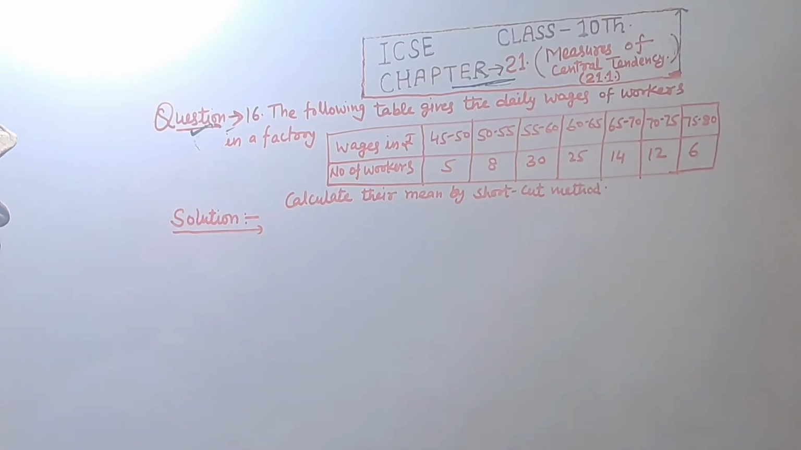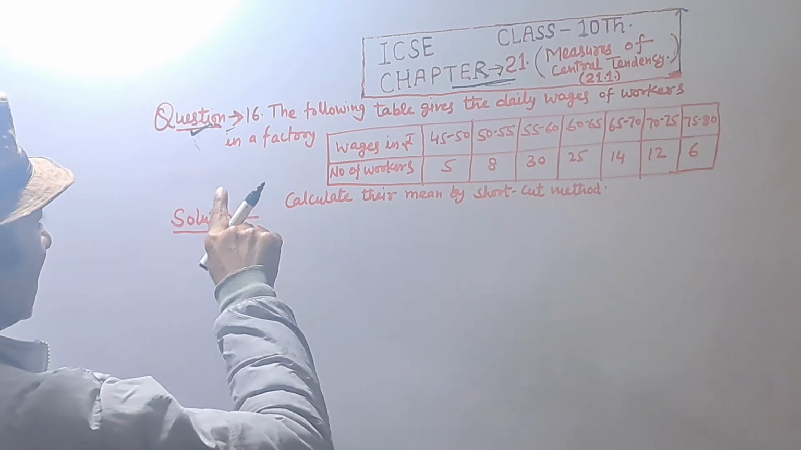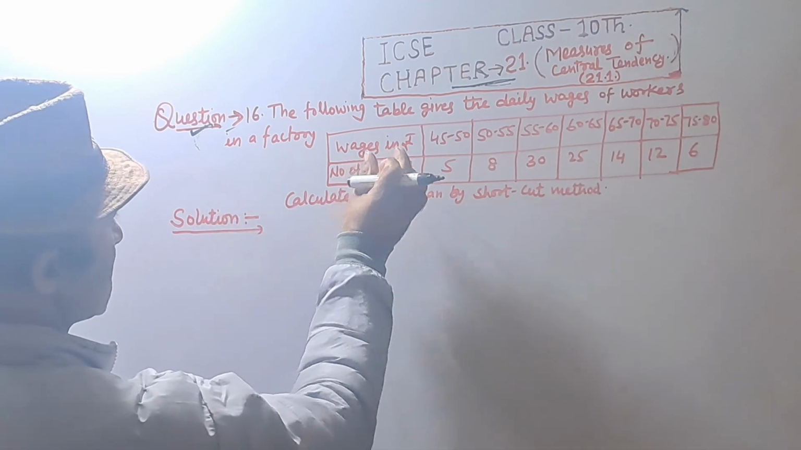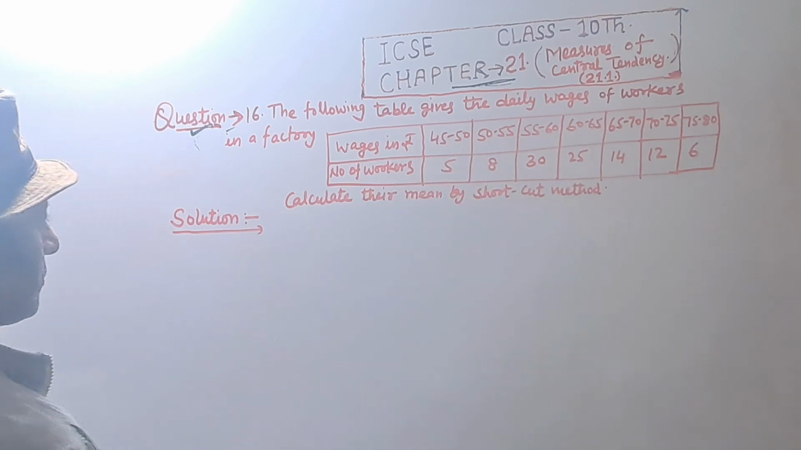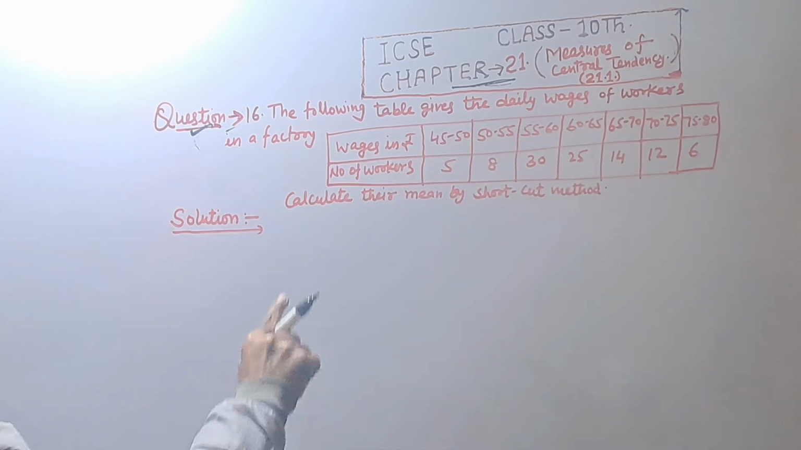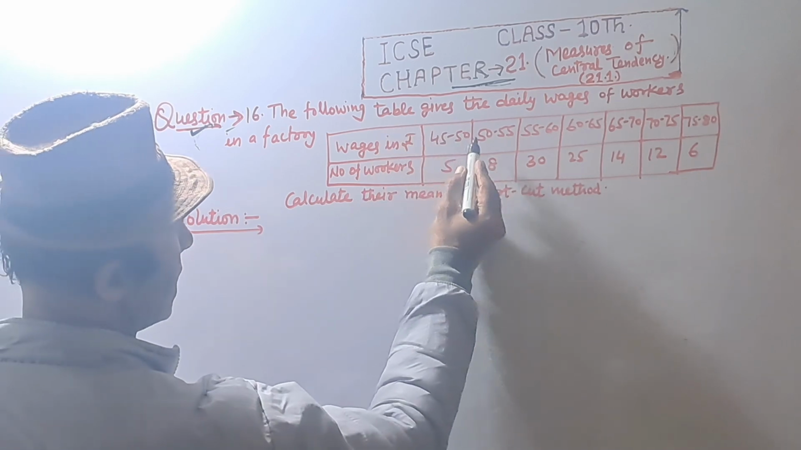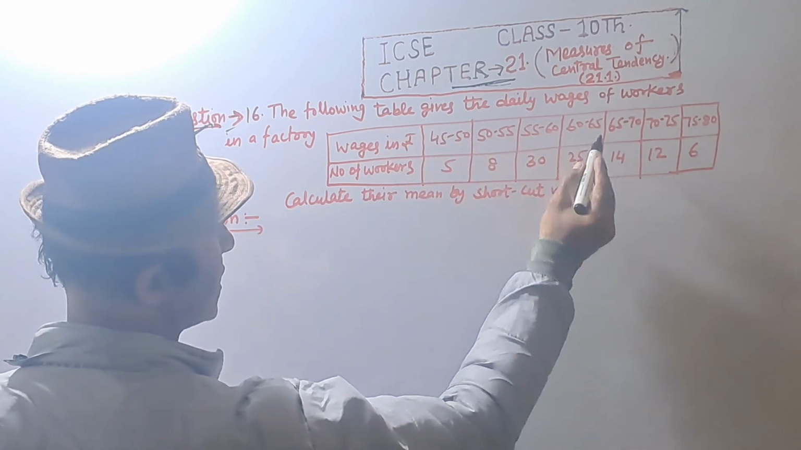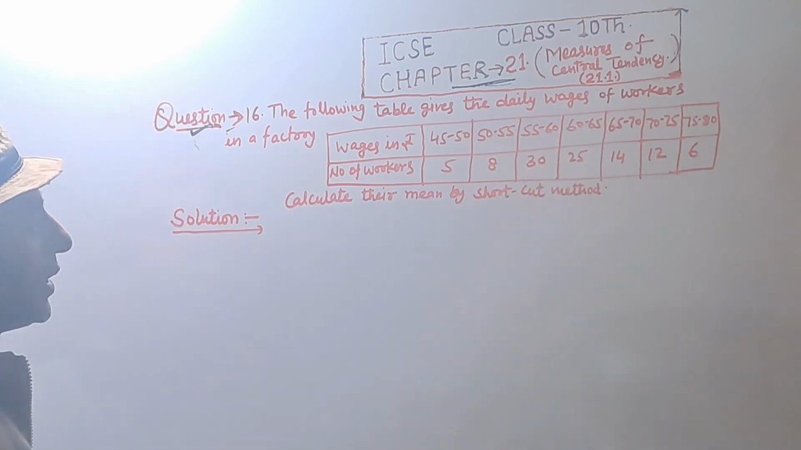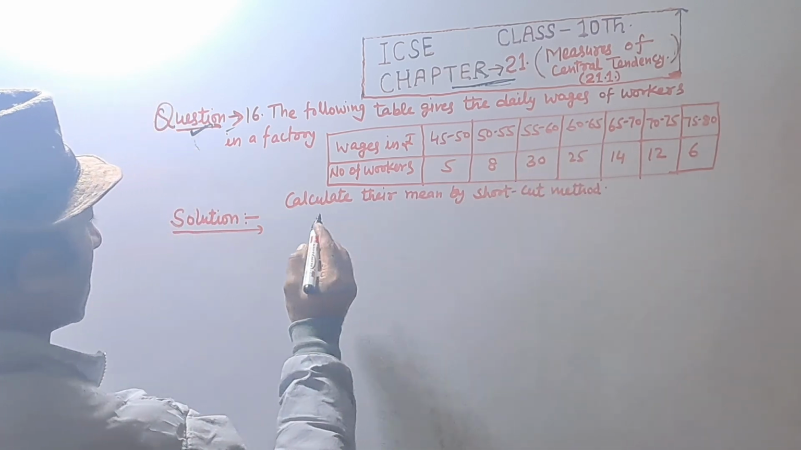Question number 16. The following table gives the daily wages of workers in a factory. Wages in rupees: 45 to 50, 50 to 55, 55 to 60, 60 to 65, 65 to 70, 70 to 75, and 75 to 80.